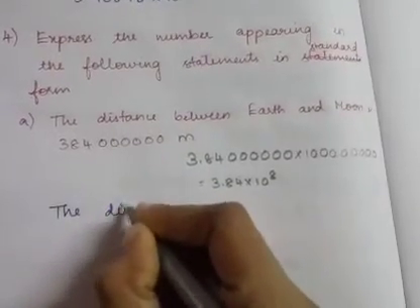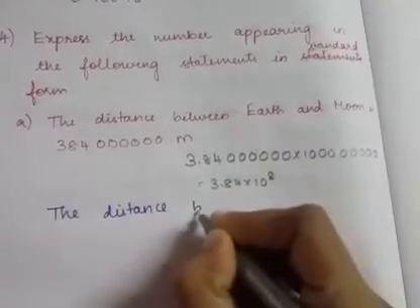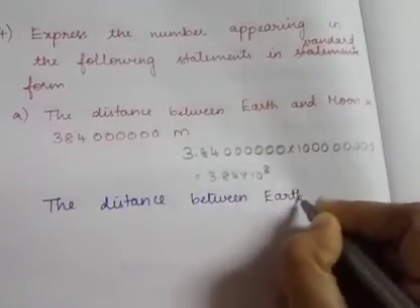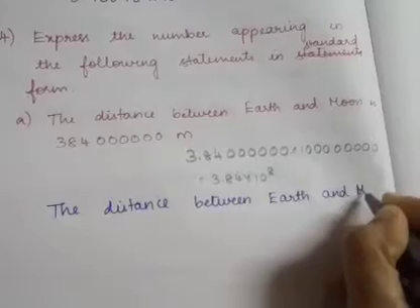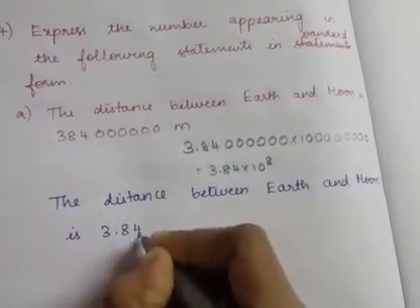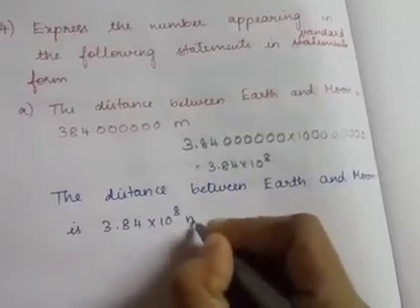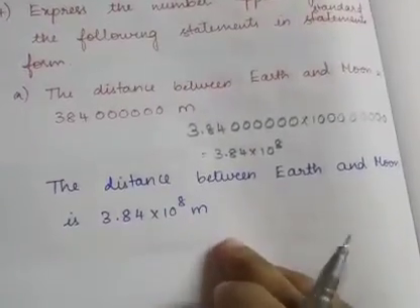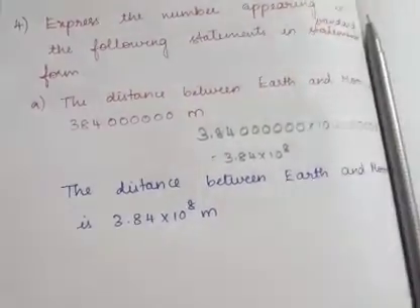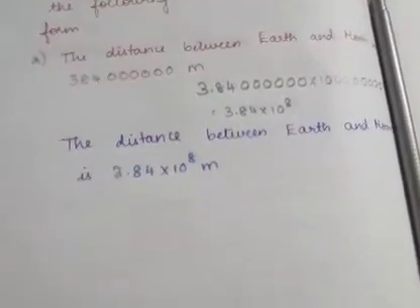So what will you write? Distance between Earth and Moon is 3.84 into 10 power 8 meter. So don't forget to put this meter, because if you forget then it is entirely wrong, right? So meter is your answer. Okay, now I have written the answer in the statement.